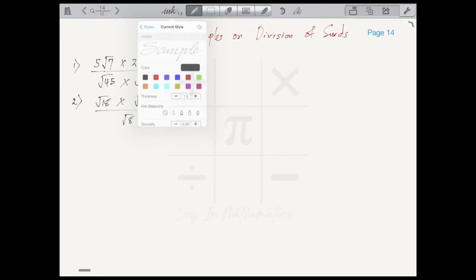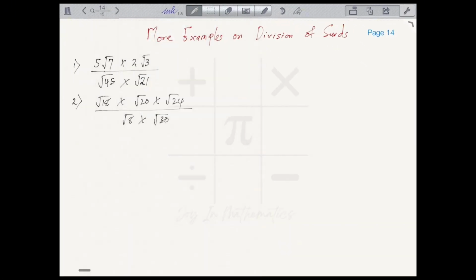In our previous video, we dealt with how to divide surds, and we applied the law that root (A/B) is equal to root A divided by root B. Likewise, we apply the multiplication law that says root (AB) is equal to root A multiplied by root B.